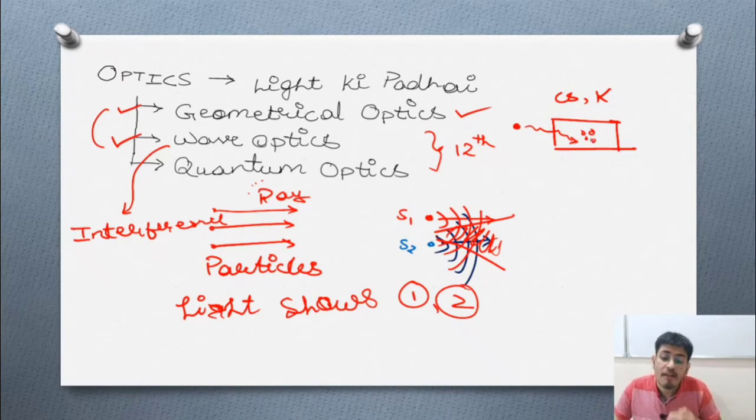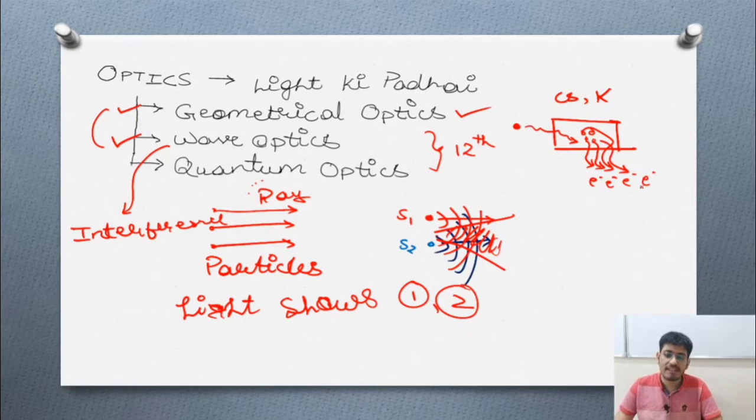Now what will happen when we pass light with very high intensity? Some of the electrons will get separated from it. Suppose this is one electron, this is another electron, this is another electron, and this is another electron.